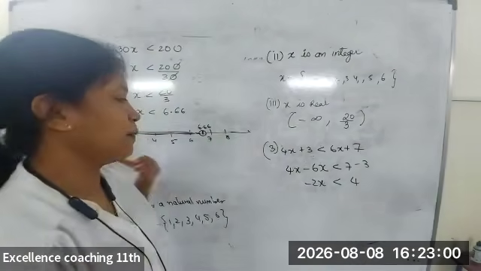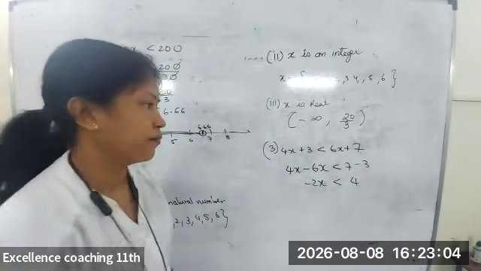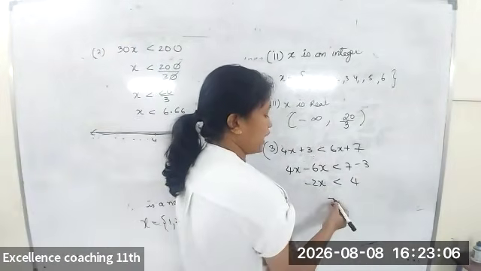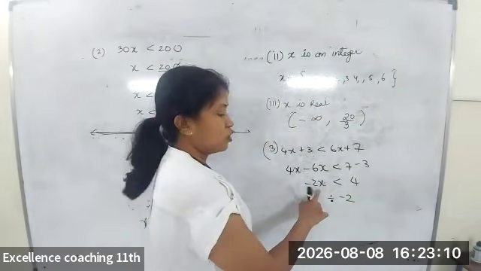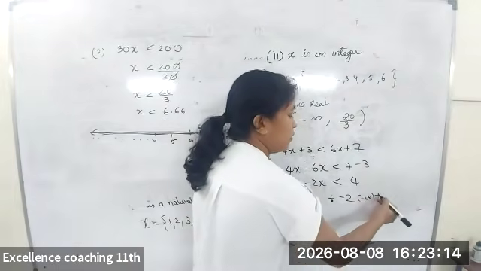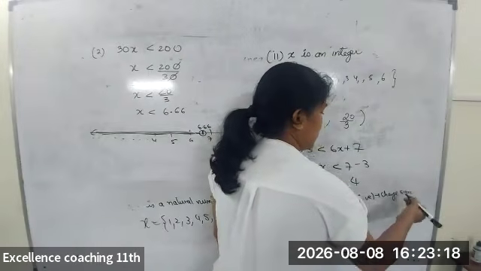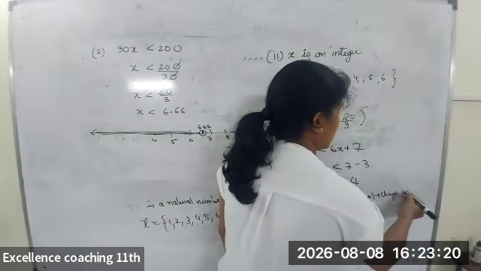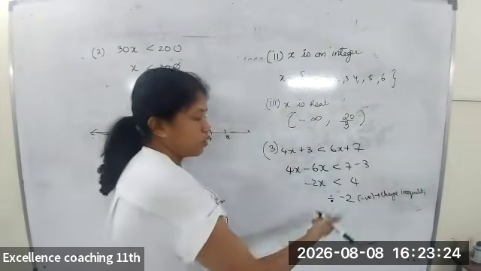Like positive, it did not matter. But the moment x has a negative, be careful. Now what you have to do is divide throughout by -2, so that this becomes plus, okay? So we are dividing by a negative number. So since it is negative, we have to change the sign of the inequality.